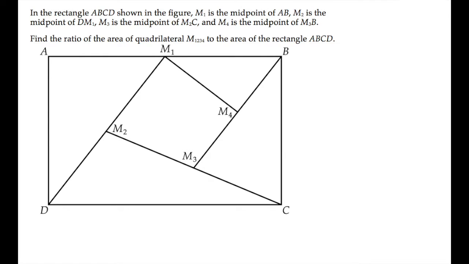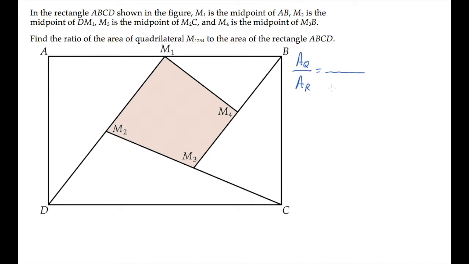Here's a puzzle, just for fun. I'll give you 5 seconds to pause the video so you can work on it before showing you how I solved it. We're asked to find the ratio of this shaded area, I'll call it A sub q, the area of the quadrilateral, to the area of the whole rectangle.